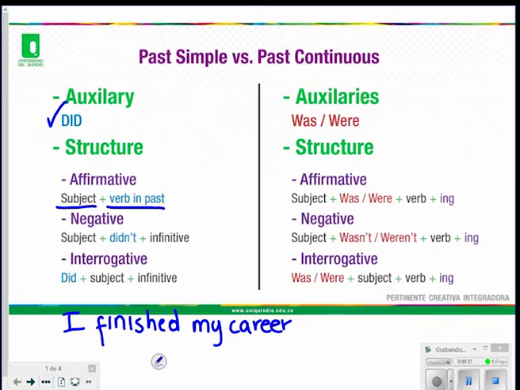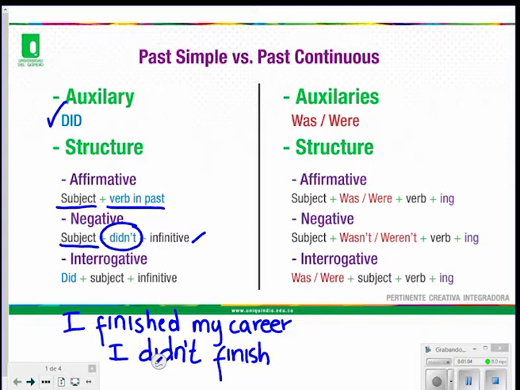For negative statement, subject, auxiliary in its negative form plus infinitive. I didn't finish my report.